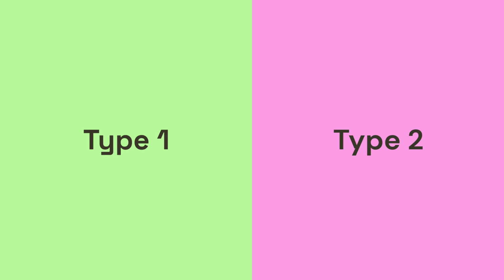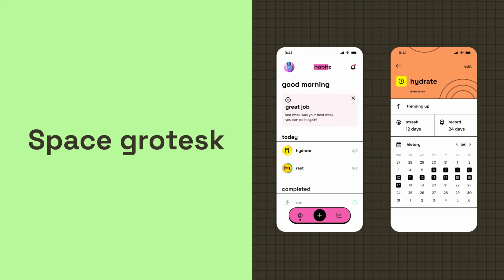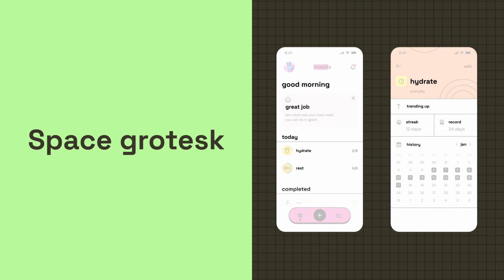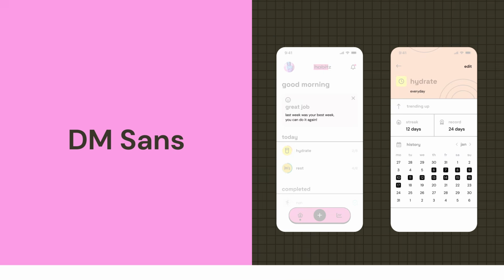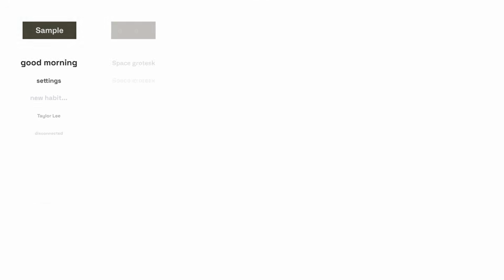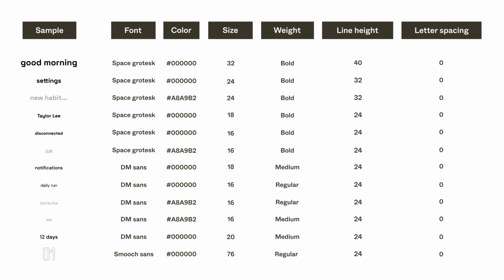During the audit, Kai identified 2 typefaces or font families: Space Grotesque, a futuristic monospace font which they use for larger text sizes like headings and titles, and DM Sans, a lighter sans serif typeface which they use for smaller text sizes like descriptions and the calendar layout. Between these 2 typefaces, they identified 12 unique combinations of color, size, weight, line height, and letter spacing.